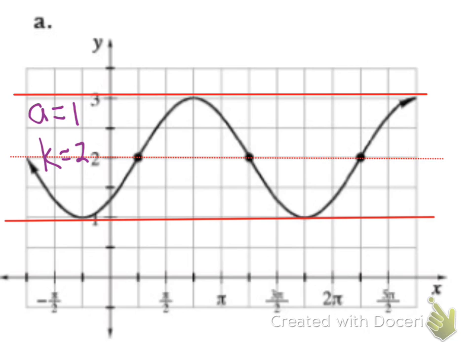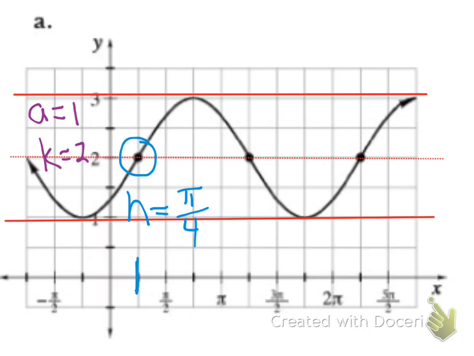The last thing I need to take a look at is where I want to start this graph. I would like to do this as a positive sine graph, so I'm going to start on my midline, going up. That makes it a positive sine. That h value is right here. Since that's halfway between 0 and pi over 2, that is an h value of pi over 4.